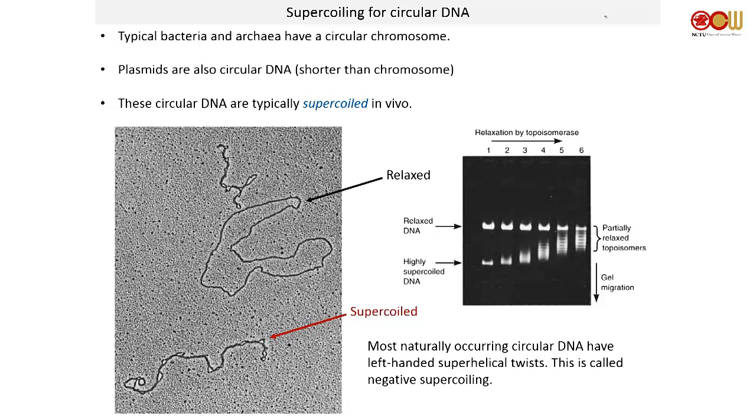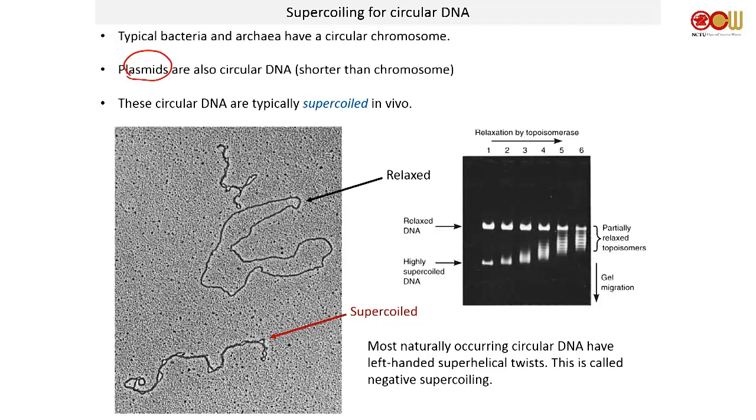So it turns out DNA will naturally undergo this process called supercoiling. Supercoiling happens in bacteria and archaea because their DNAs are circular. By the way, supercoiling happens to circular DNA. Bacteria and archaea have circular chromosomes and also plasmids. Plasmids are DNA that are independent of your chromosomes. They tend to be supercoiled inside of the organism that they belong to. So these circular DNA are typically supercoiled in vivo to save space.